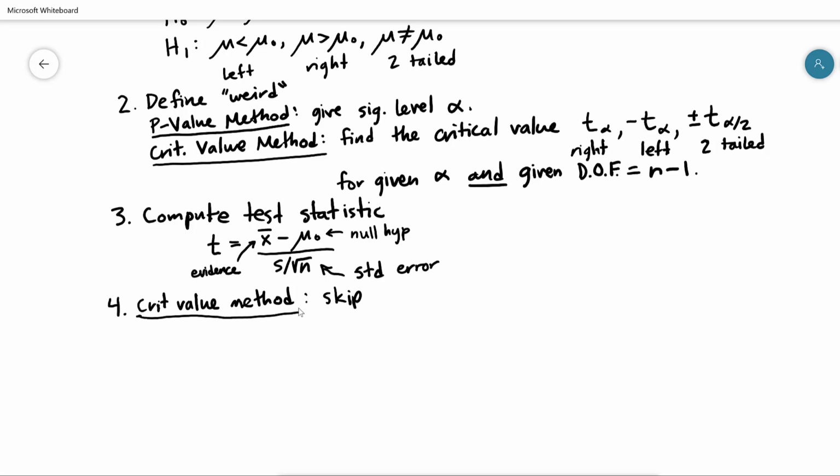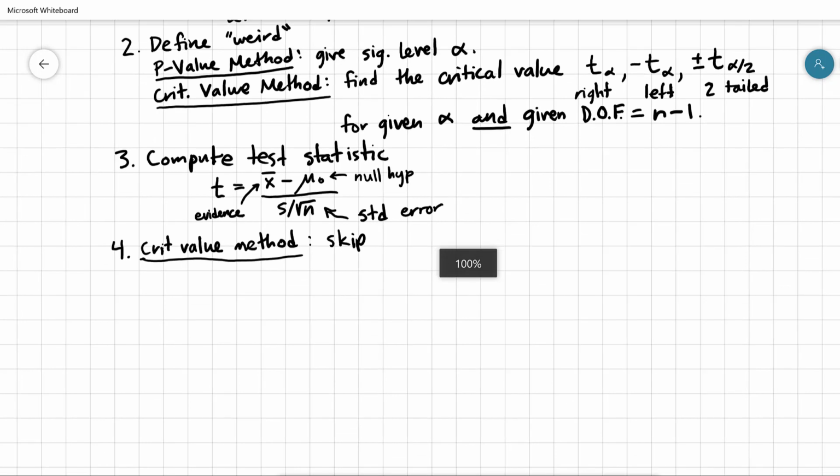In the critical value method, you'll recall we compare either to z-scores or in this case 2 t-scores. I already have the 2 t-scores that we're going to compare. I have the test statistic. This is the one associated with our evidence. And I'm going to compare it to the critical value that we found back in step 2, which is going to be either t sub alpha, negative t sub alpha, or plus or minus t sub alpha over 2. Again, depending on whether we are left-tailed, right-tailed, or two-tailed. So I have my 2 t-scores to compare, and we're ready to go if we're doing the critical value method.